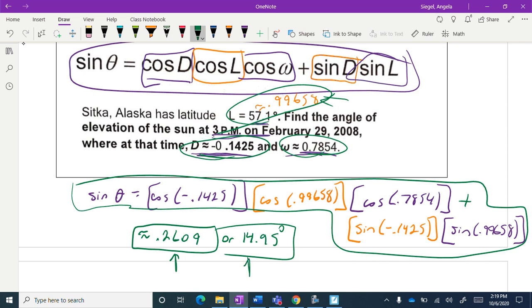So I transferred it to degrees. It was almost 15 degrees. So think about this. In Alaska at 3 p.m. in the afternoon, the angle of elevation would only be about 15 degrees. So they're almost looking at sunset in February. So that's kind of crazy. But that is it. We are done.